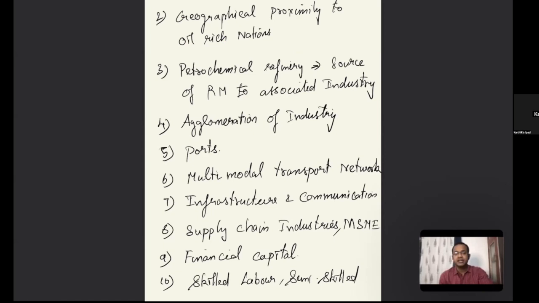Agglomeration of industries will be taking place in the regions, in large numbers. For example, you can speak about Mangaluru port, how this has been a case of agglomeration of industries. Or the Cochin Industrial Complex can be taken as an agglomeration of industries.